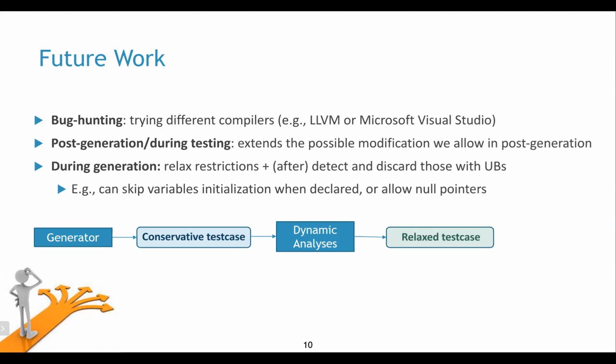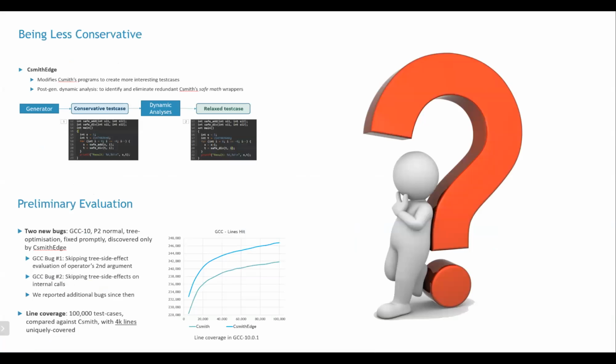The restrictions that are related to generating UB-free programs can be, for example, forcing initialization of a variable when declared, or controlling the index's value when accessing an array. Then, after this, we can use sanitizers and static analyzers to detect and discard those with undefined behaviors. If we have a test case without undefined behavior, we can just use it as a regular test case. That's all. I'll be happy to answer any questions.